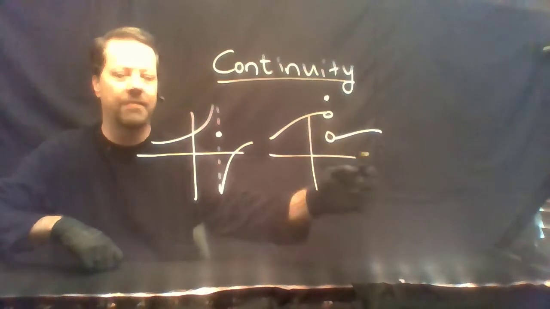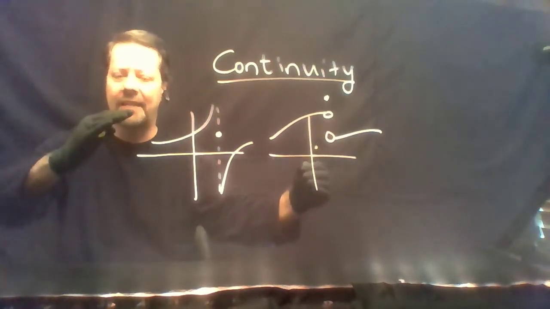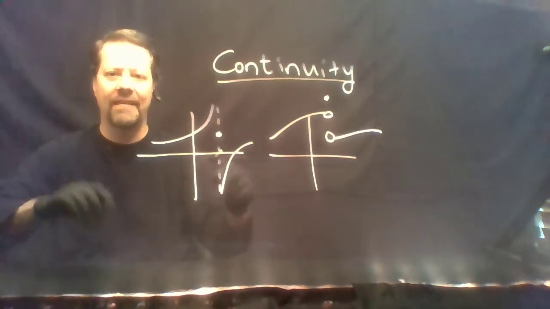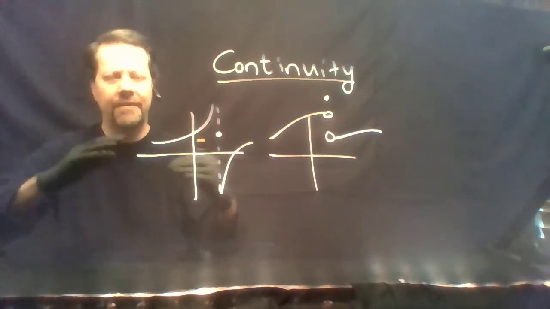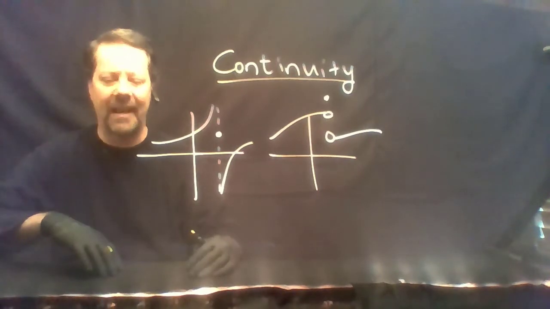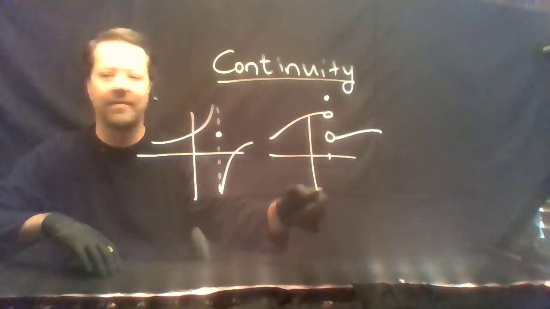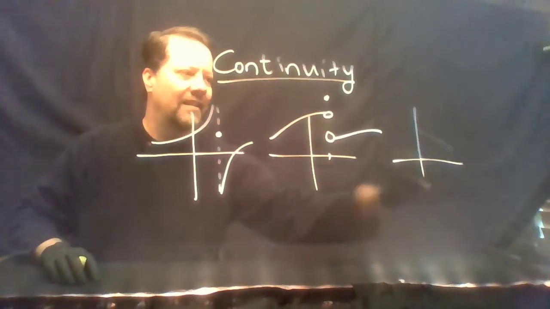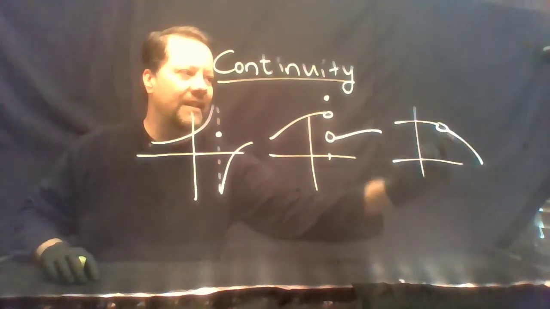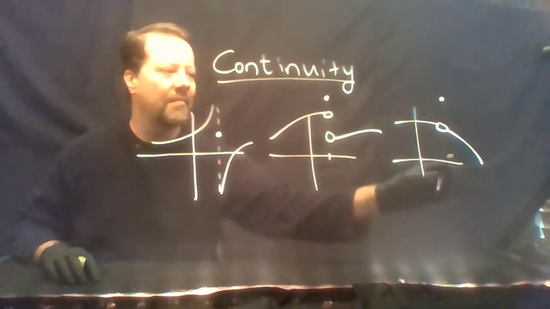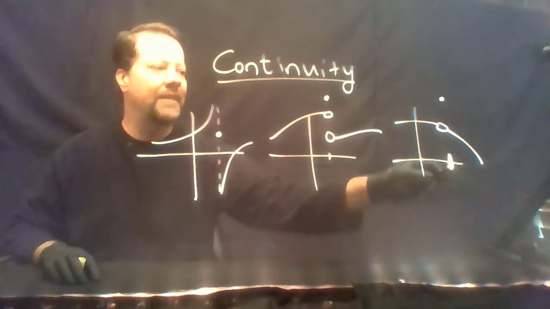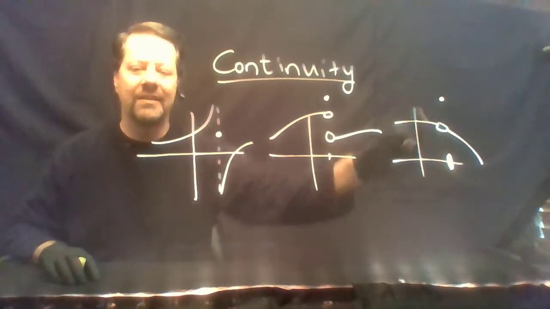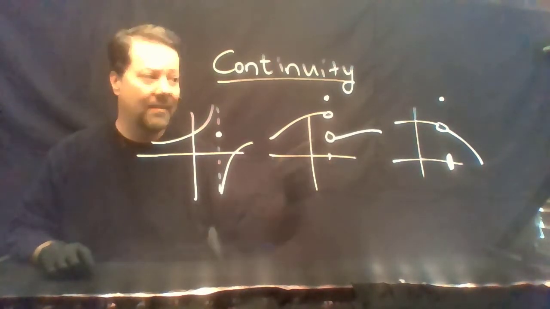The function might just have a different limit on the left versus the limit on the right. In that case, too, the function's not continuous at this location. But even if the limit exists, the function might fail to be continuous if the function value does not equal the limit value.